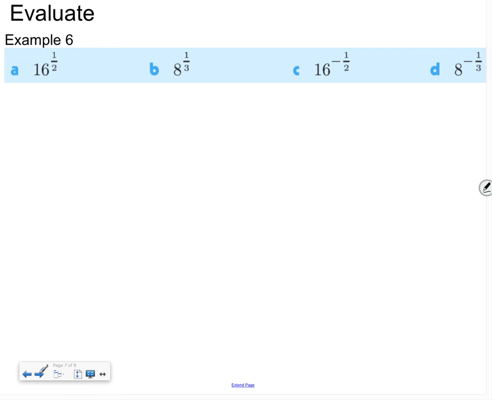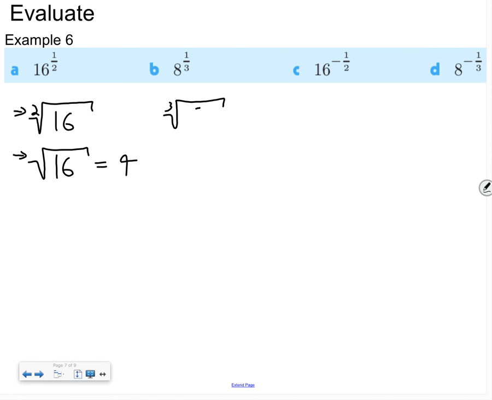So 16 to the 1/2 power can also be written as the square root of 16. And remember, our default, if it's a square root, we can just write it like this. And if there's not an index present there, we assume that it's 2. Okay, so the square root of 16 is going to be 4. Okay, now 8 to the 1/3 power, that is the cubed root of 8. Well, I know that 8 can be the same as 2 cubed. So as I simplify that, that is equal to 2.